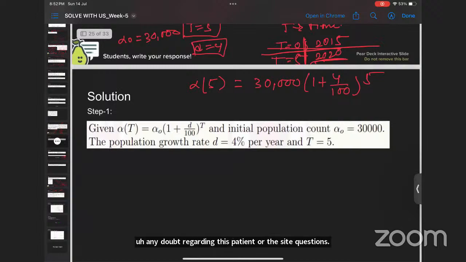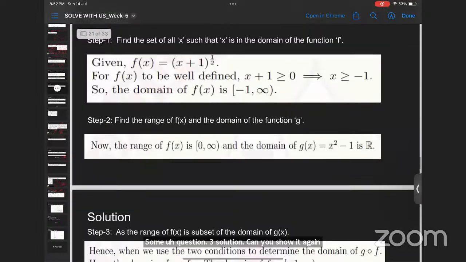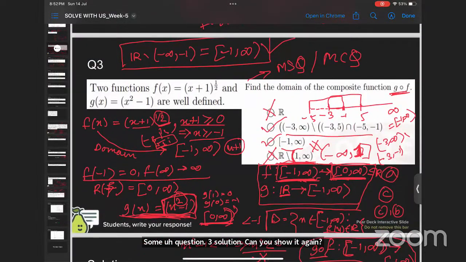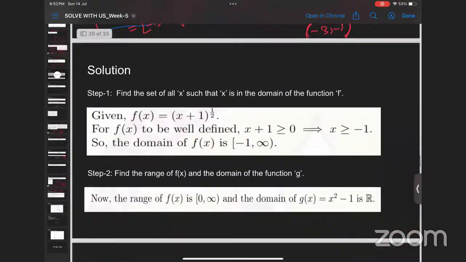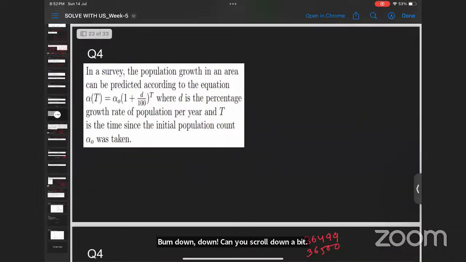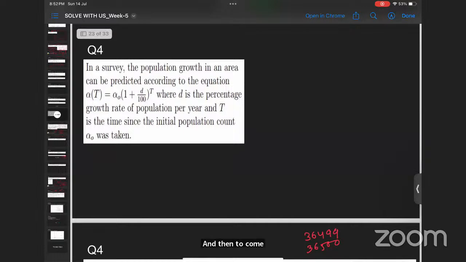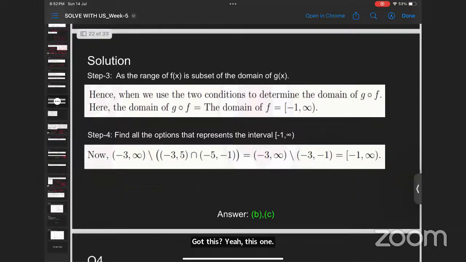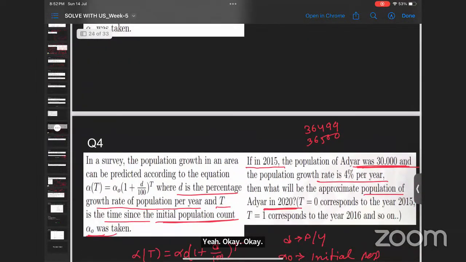Ma'am, question 3 solution, can you show it again? Sure. This question 3, yes. The one which you have in the printed form as well. Ma'am, can you scroll down a bit? Yeah, this is the solution, just above question 4. Yeah, this one. Okay, thank you. Do you need the PDF?